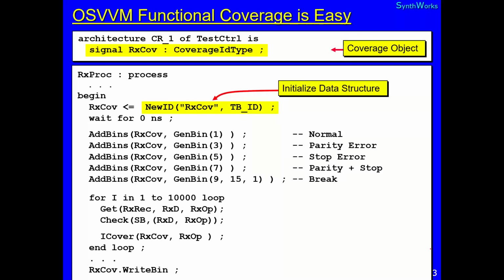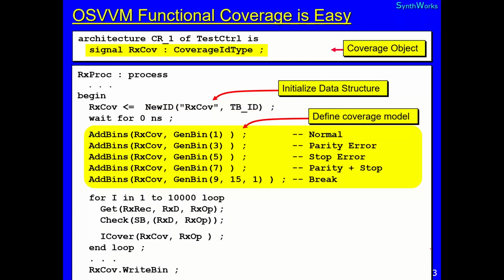We call our new ID to initialize our data structure. So just like scoreboards, just like everything else, it's new ID, typically a name. Here, we're correlating it with some ID, some alert log ID. And then we're collecting our coverage.